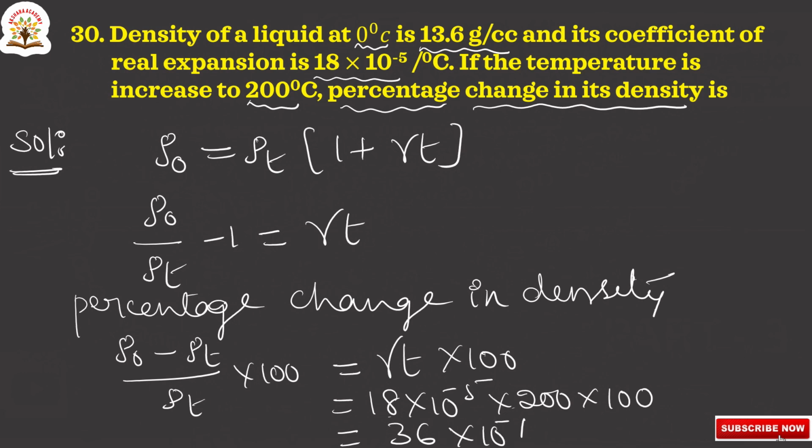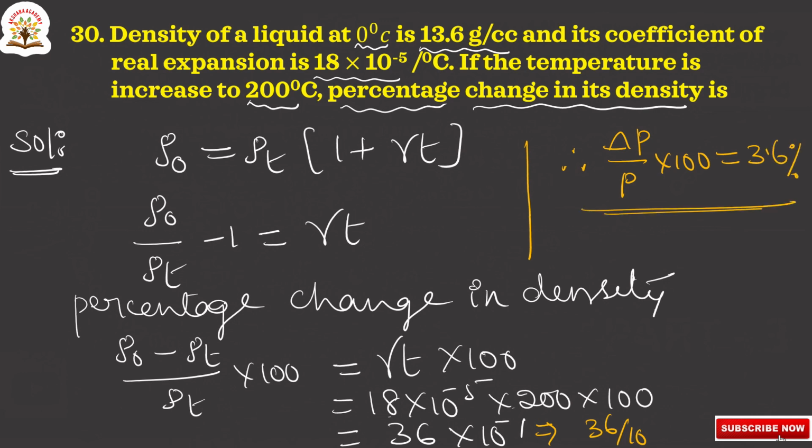So therefore percentage change in density, delta rho by rho into 100, is equals to 36 into 10 to the power of minus 1, nothing but 36 by 10, nothing but 3.6. So 3.6 percentage. This is the final answer. Okay, 3.6 percentage. Okay, next we will go to the next question.